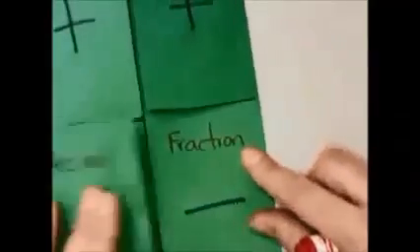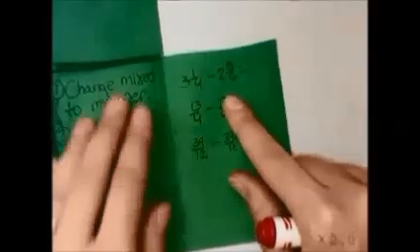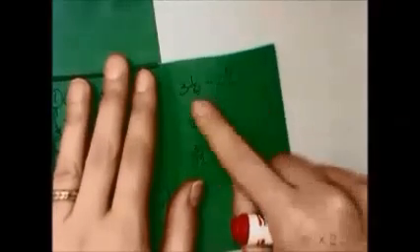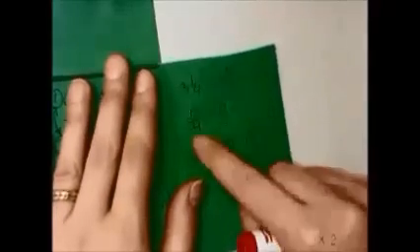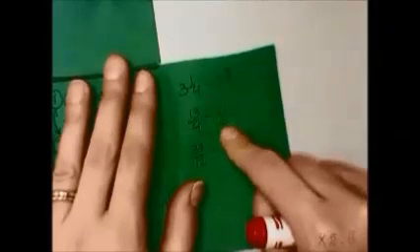Okay, fraction subtraction. I have 3 1/4 minus 2 5/6 here. I'm going to go ahead and change these into improper fractions. 4 times 3 is 12, plus 1 is 13/4. 6 times 2 is 12, plus 5 is 17/6.